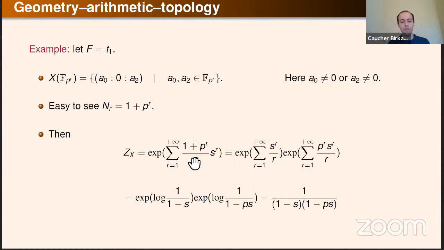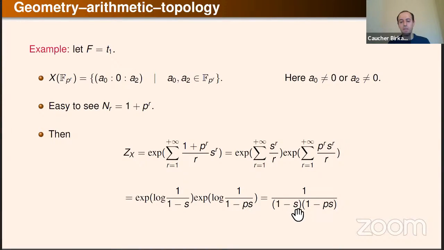And then we can try to determine the zeta function, Z of X, which by definition was the exponential of sigma N_r divided by r. So here we have (1 plus p^r) over r times s^r. And you can simplify this. For example, this can be turned into a product of two exponential powers. And in the end, you can simplify everything and get this power series, which you can write down not as a power series, but as a rational function. It will be 1 divided by (1 minus s) times (1 minus ps).